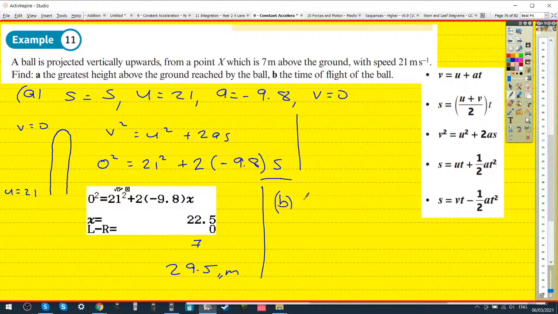So B. So let's see. The time of flight of the ball. All right. What are the values? So we have 29.5, and then U is 21, V is 0, A is minus 9.8. And so let's just take a look. So you have the ball here. You project it up to its highest point, and then it falls back down. Up here, V is 0. Down here, U is 21. And so if you do U is 21, V is 0, how much of the journey do you get?